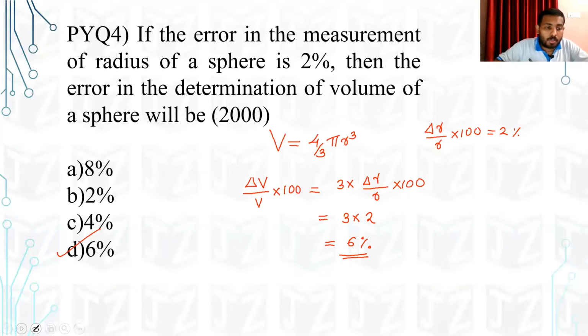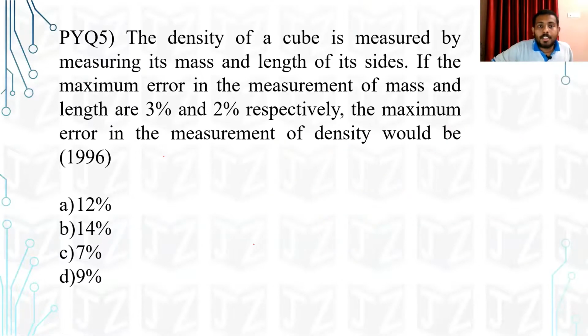So we can move on to the next question. The density of a cube is measured by measuring its mass and length of its sides. If the maximum error in the measurement of mass and length are 3% and 2% respectively, then the maximum error in the measurement of density would be.